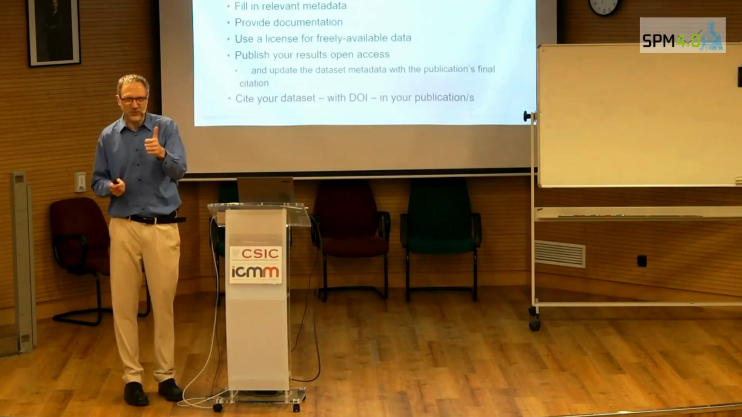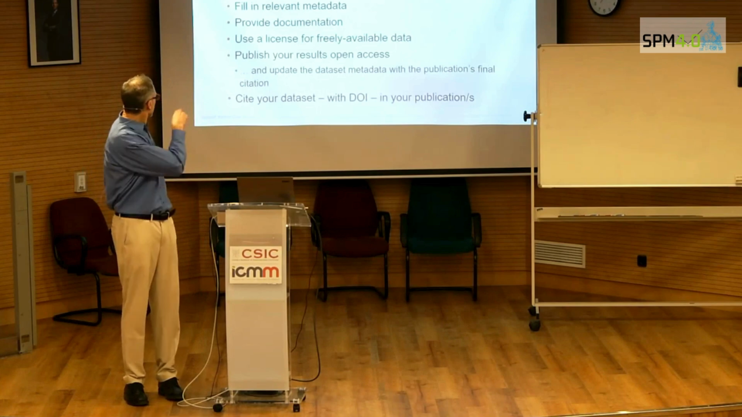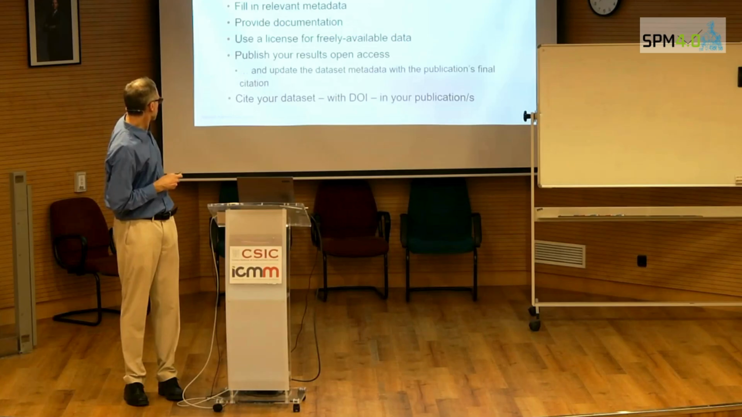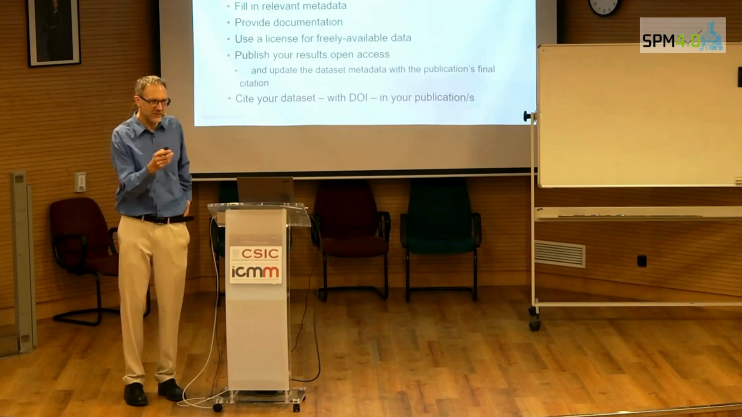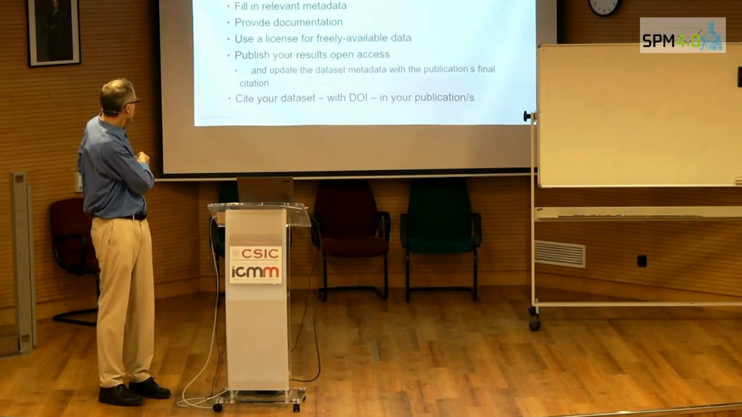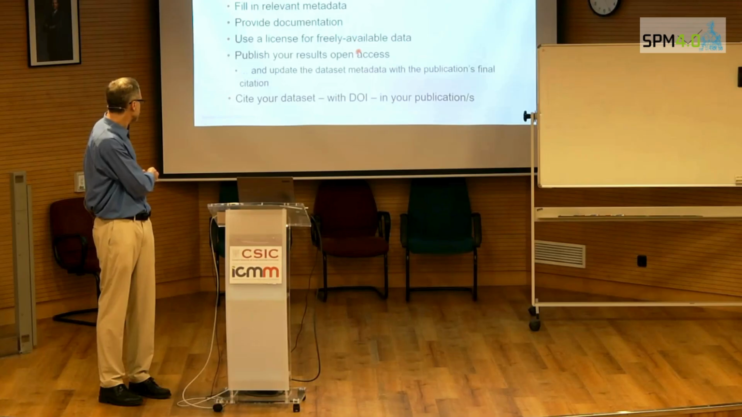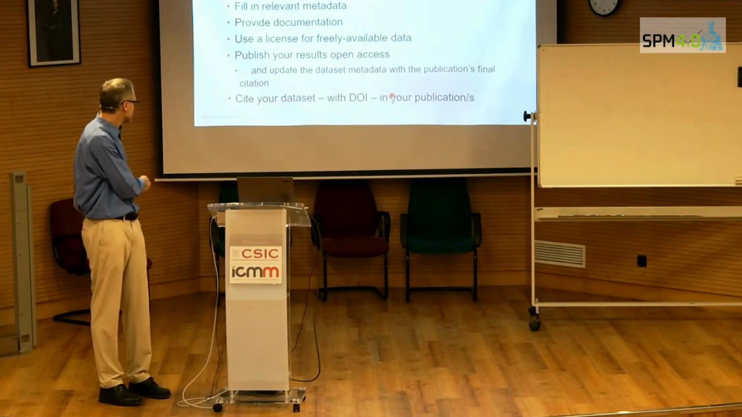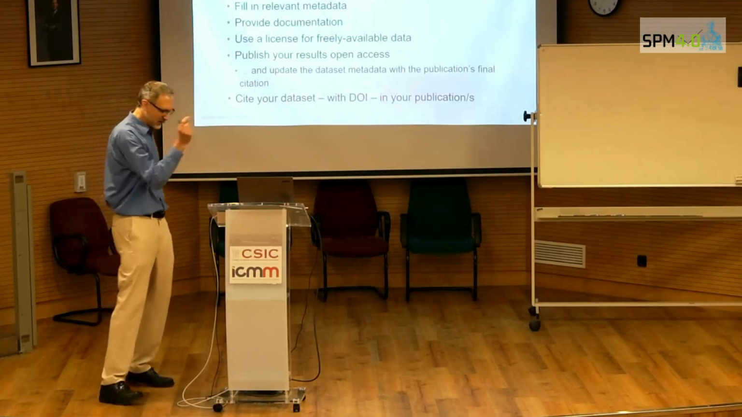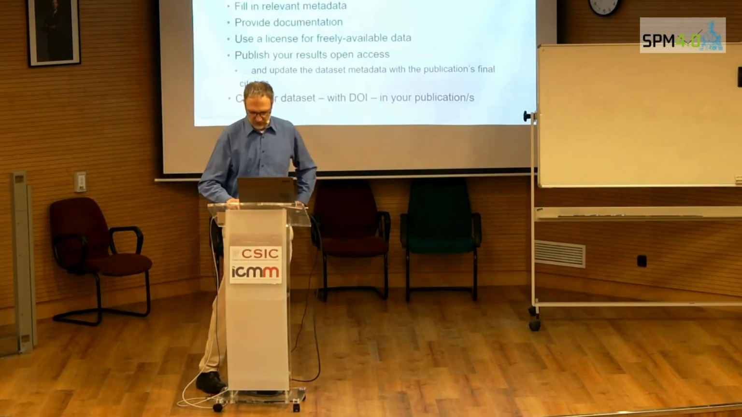Okay, here's the important list, so pay attention. How do you publish data in a curated research data repository? And I don't mean just going through and filling in the bits. I mean, what do you need to think about? Choose accessible file formats, fill in the relevant metadata, provide documentation, use a license, publish your results open access, that means your paper, and update the dataset metadata with the publication's citation, and cite your dataset in your publication. Do all these things, and you have a good dataset publication.